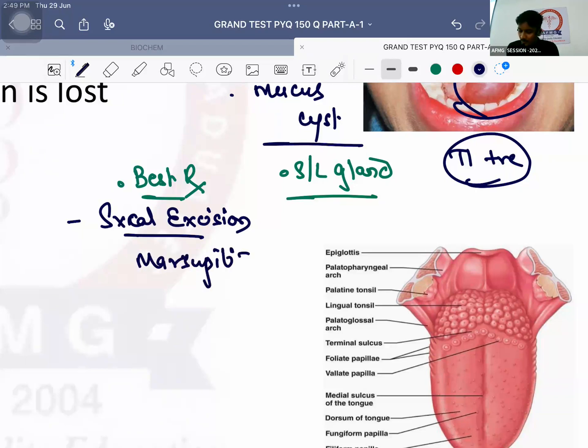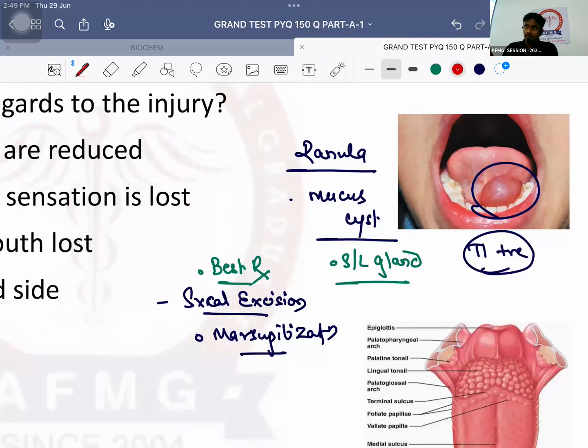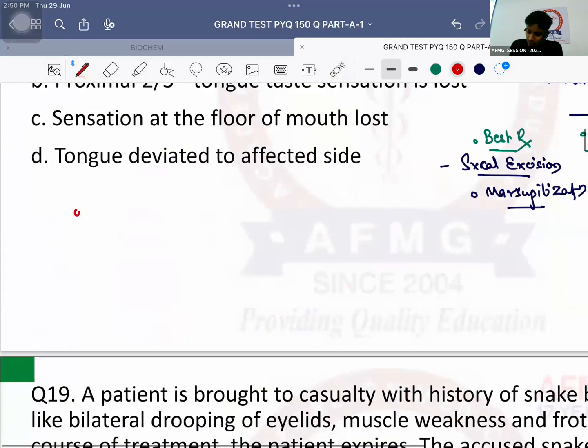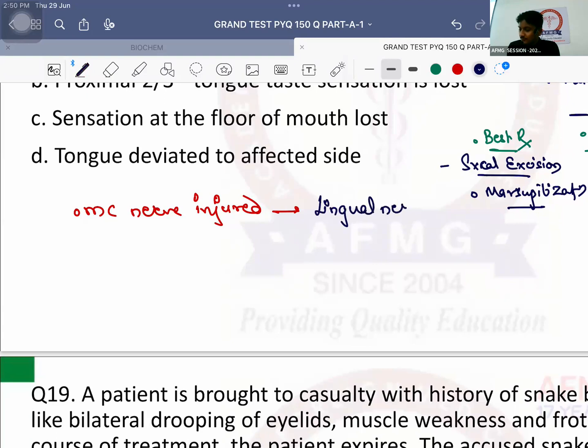Important is, when you are performing surgical excision, guys, there are two important structures at the base of the sublingual gland. One is the submandibular duct, and second is which nerve? Lingual nerve. So if they ask you which is the most common nerve injured during the sublingual gland surgery, this was the question, it is the lingual nerve. The lingual nerve is a branch of? Very good. It is a branch of the trigeminal nerve. Which branch? Mandibular division. Okay, so the lingual nerve is a branch of the trigeminal nerve.